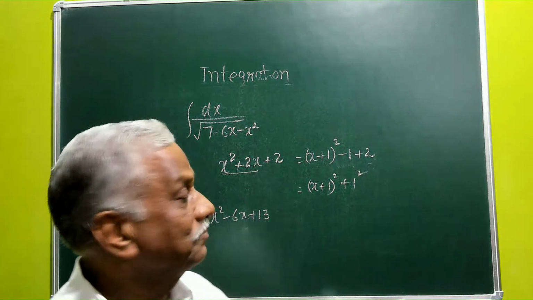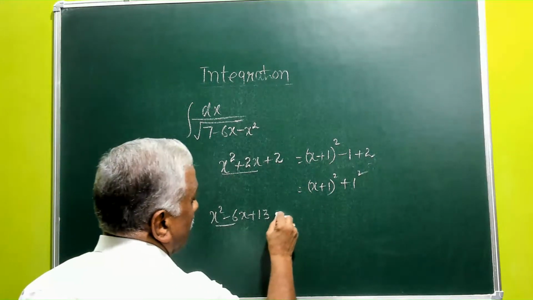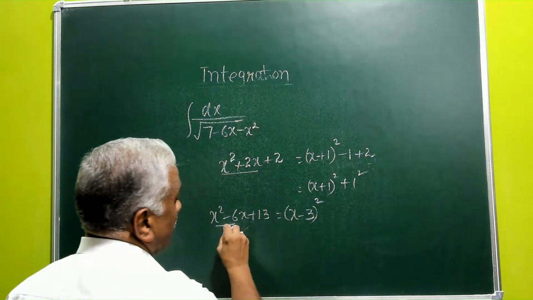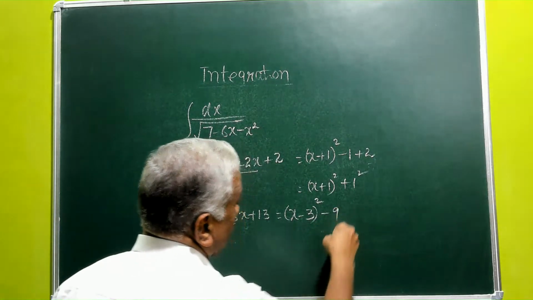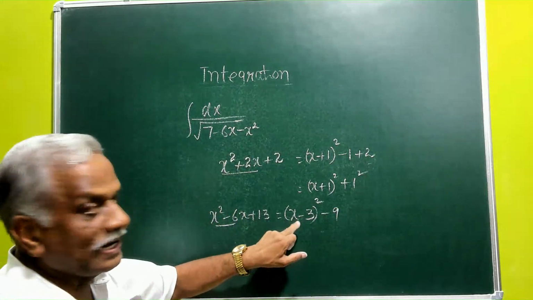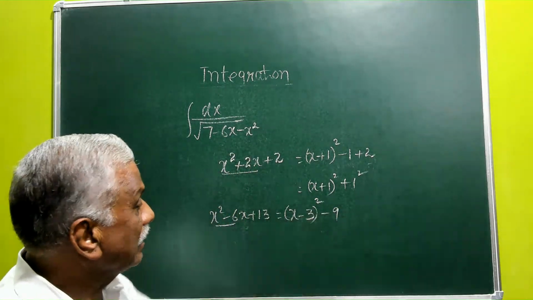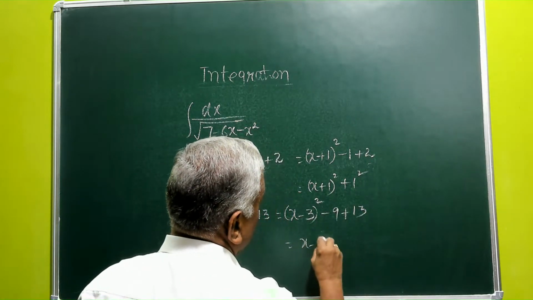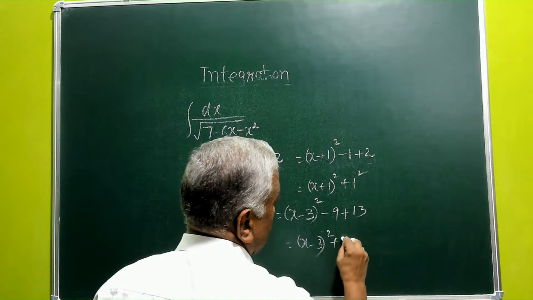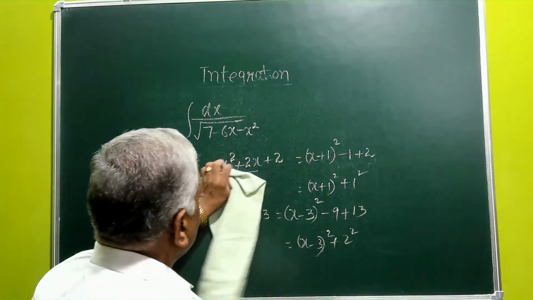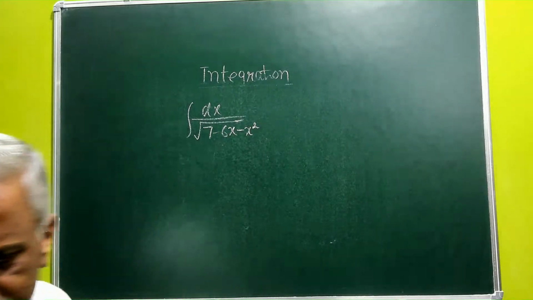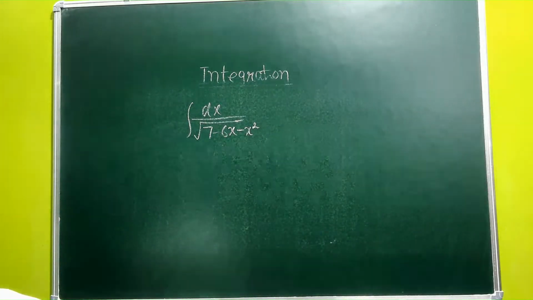So here again, we can write this as x minus 3 whole square. When you expand this, you get x square minus 6x plus 9. That 9 you subtract. Then you write this 13. So you get x minus 3 whole square plus 2 square. So just work one problem where it is a little difficult. I'll take a difficult problem only.